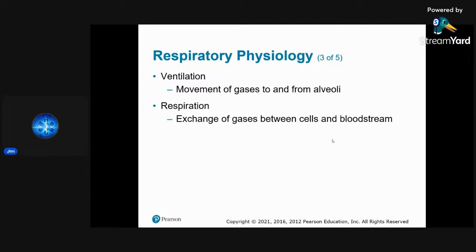The difference between ventilation and respiration. Ventilation is the moving of gases to and from the alveoli, so the in and out of the air. Respiration is exchange of gases between the cells and bloodstream. So in the alveoli, when the oxygen is offloaded through the thin membrane of the alveoli into the thin membranes of the capillaries, and that exchange happens, that's respiration. So ventilation is actually breathing, and respiration is when that gas exchange happens way down into the lungs.